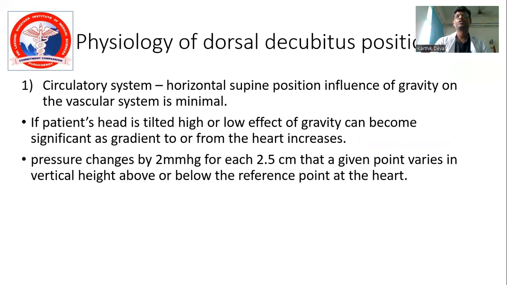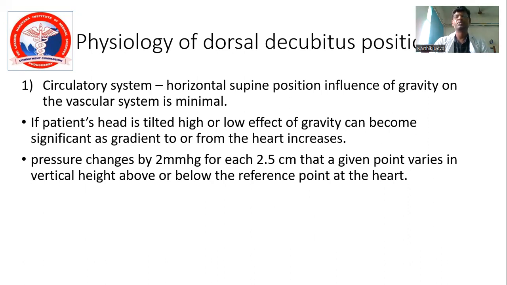Physiology of dorsal decubitus position. While we place a patient in the supine position, there will be some physiological changes in the body. In the circulatory system, in the horizontal supine position, the influence of gravity on the vascular system is minimal. If the patient's head is tilted high or low, gravity can become significant as the gradient to or from the heart increases.